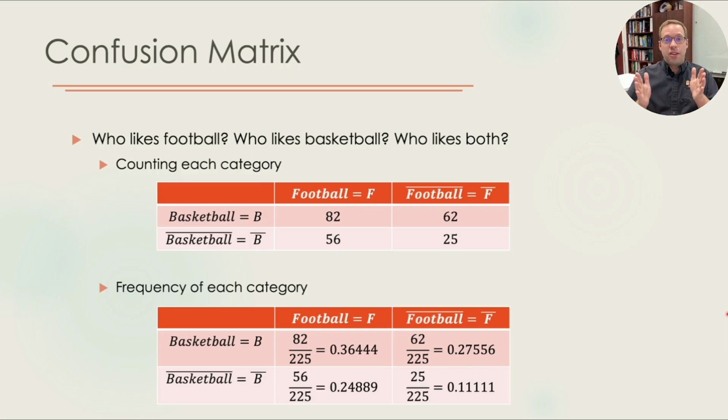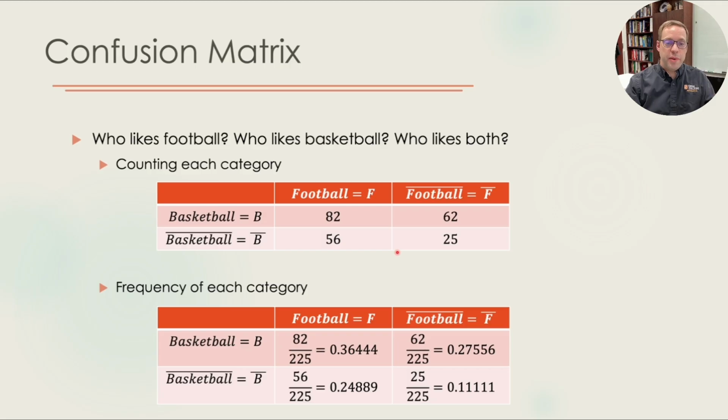Let's do this with the questions: who likes football, who likes basketball, and who likes both? You gather all that data and put it together in a table, and you find there are 82 people who like both football and basketball. But there are 56 people who like football but do not like basketball, 62 people who do not like football but do like basketball, and 25 people who don't like either sport. Okay, there is just the count of each category.